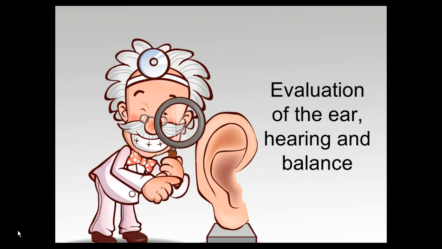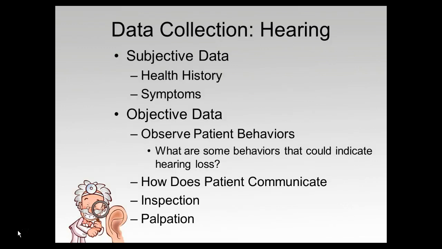The next thing we're going to talk about is evaluation of the ear, hearing, and balance. Most people don't realize, but balance or equilibrium is another sense. We have the ability to understand our position by the inner ear. So first thing, someone comes in the office complaining about having trouble hearing or complaints of dizziness.